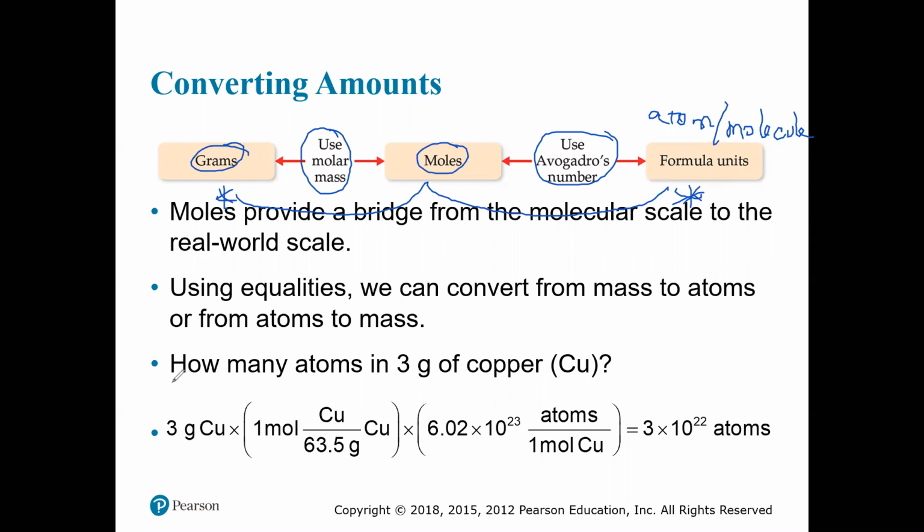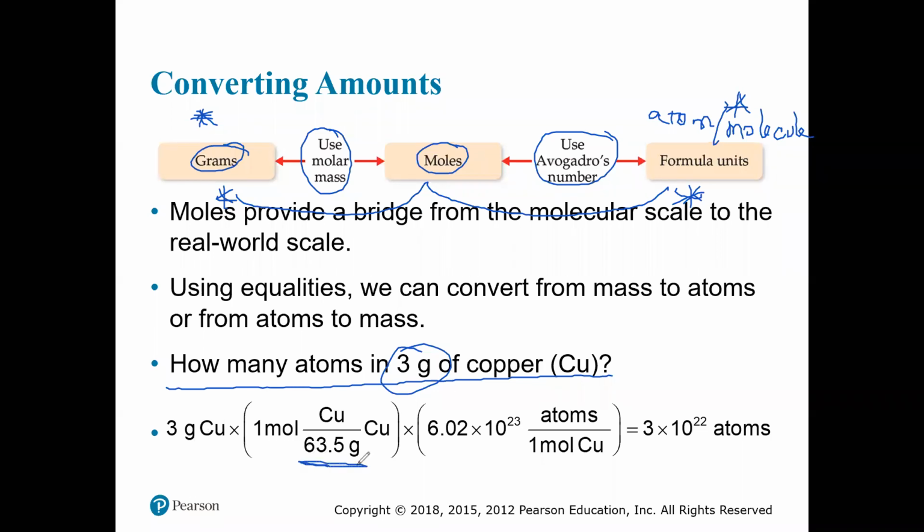So if we look down here, this says, how many atoms are in 3 grams of copper? Looking at this flow chart, we are starting with grams, and we want to end up with atoms all the way over here. So we need to take 2 hops. The first hop is to go from grams of copper into moles of copper, and the way I do that is use the molar mass. So I've got 3 grams of copper, and 1 mole of copper is equal to 63.5 grams.